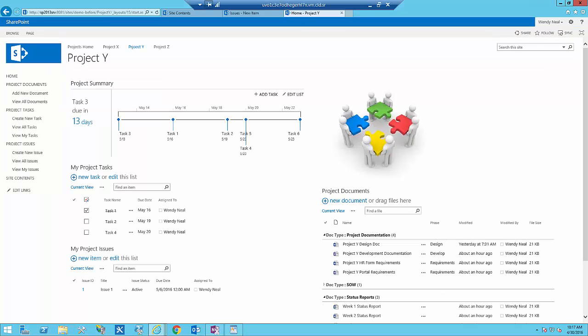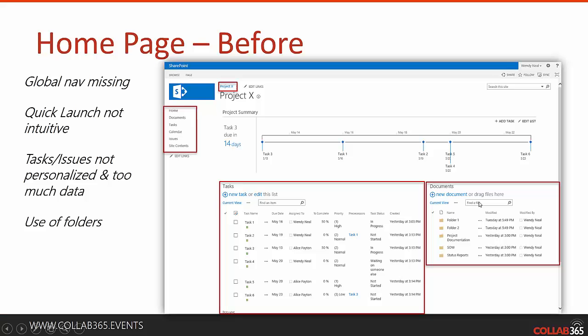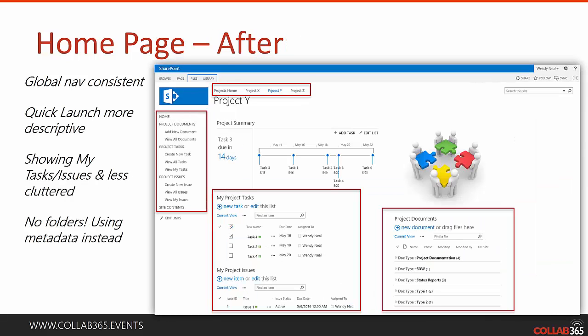Okay, so now I want to jump back over to my slides. Just one second here. So I hope you can see how just making a few quick, simple changes can enhance the usability of your SharePoint site. And here's just a recap screenshot again of our home page before. Our global navigation was missing. Quick launch is not intuitive. Our tasks and our issues lists were not personalized to just show me my relative information, and there's too much data to make sense of, and it's using folders.